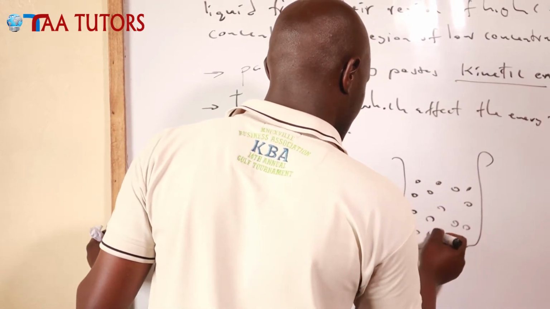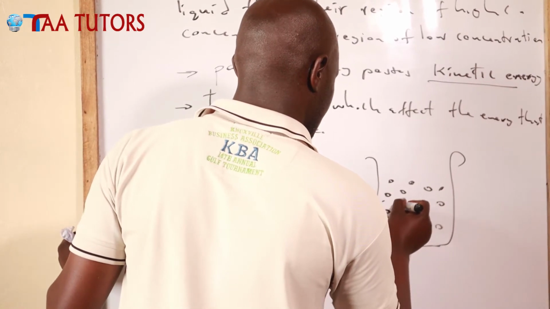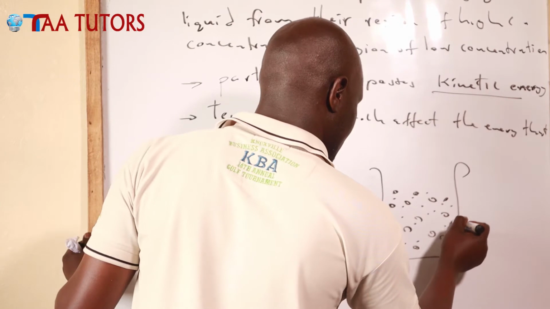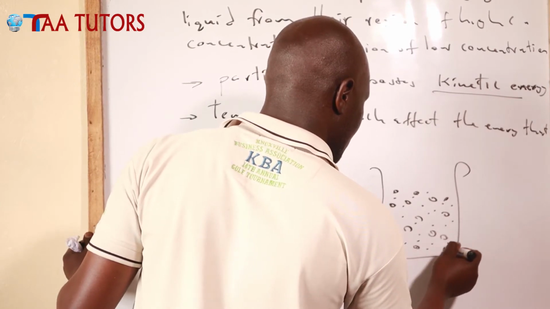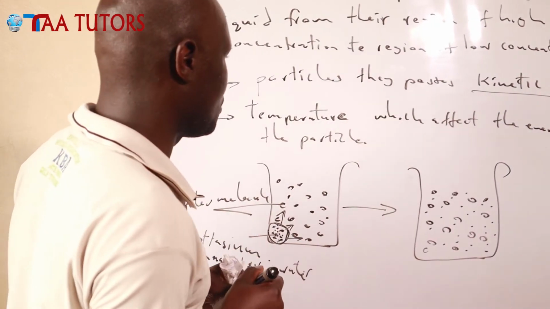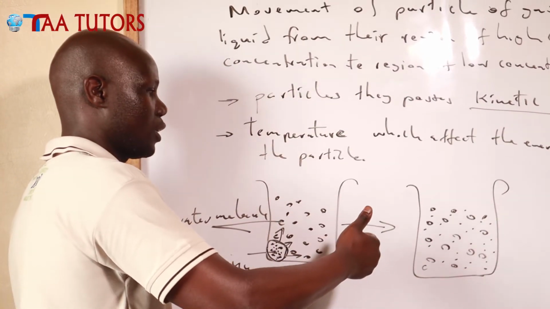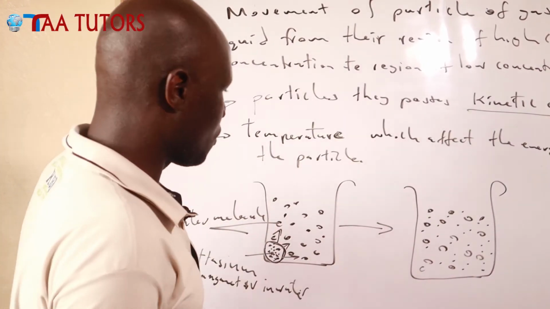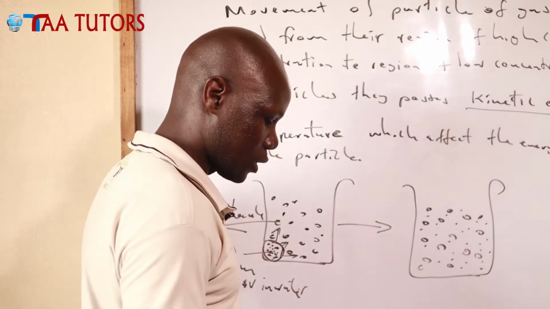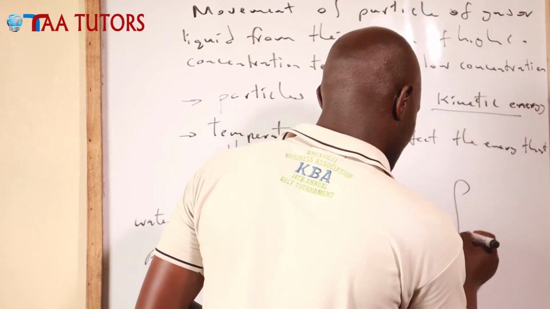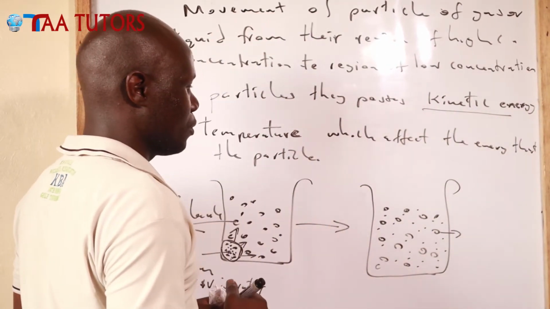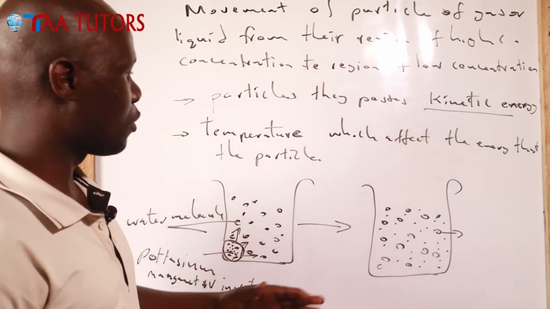So we'll be seeing that the potassium manganate 7 will spread in this water until the spread remains uniform. Now maybe we can develop an argument, because molecules normally move from where they are many to where they are few. Once they have spread evenly in this particular water like we are seeing here, can we say that the movement of the particles stops? That one will not be true. They will keep on moving.